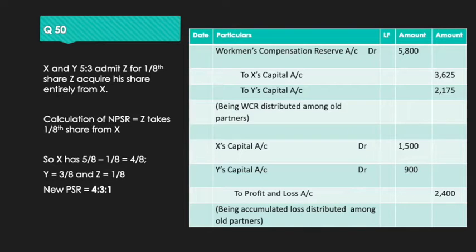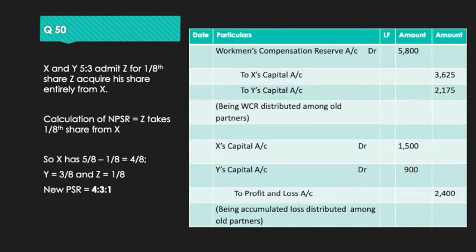Now I have calculated the new profit sharing ratio. Here we have to understand that the new partner Z is only taking his share from X. So you can see very carefully over there, X has taken 5/8 minus 1/8. That means X is left with 4/8. There is no change in Y's share. Earlier also it was 3/8. Now also it is 3/8, and Z has a share of 1/8. So the new profit sharing ratio is 4:3:1.